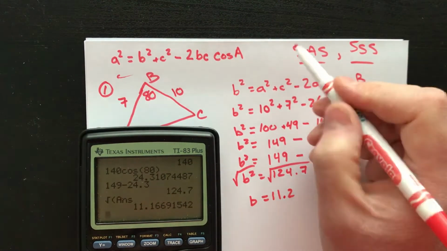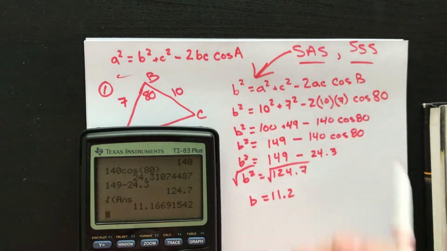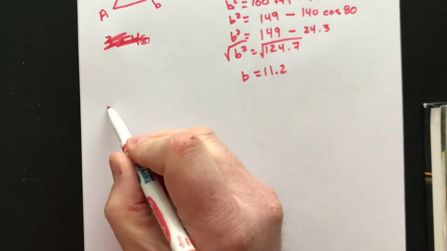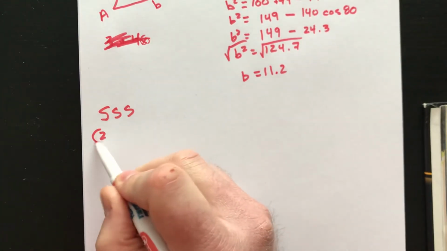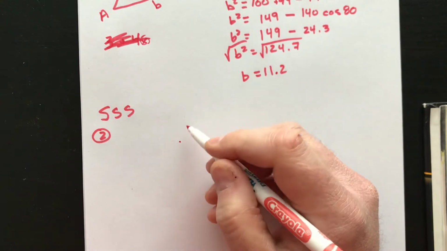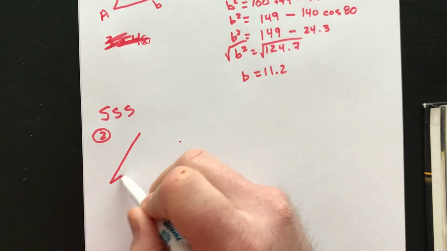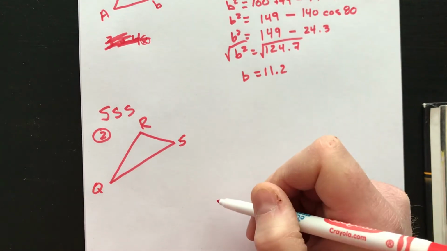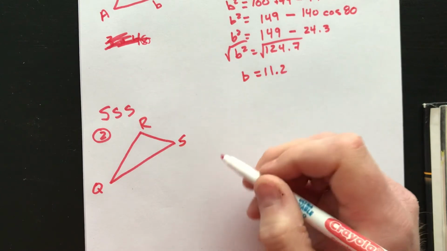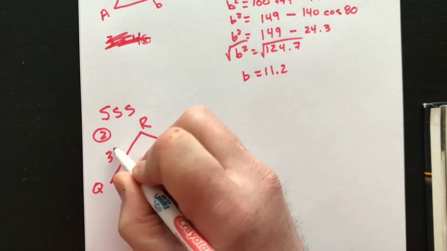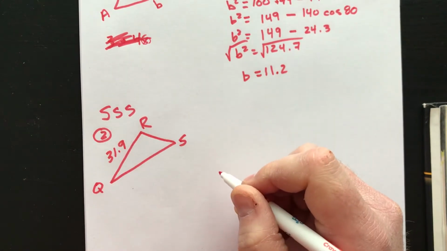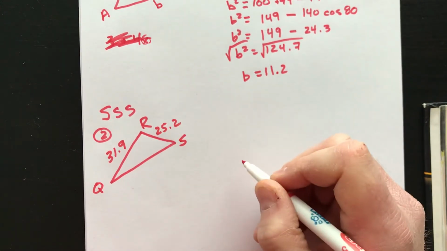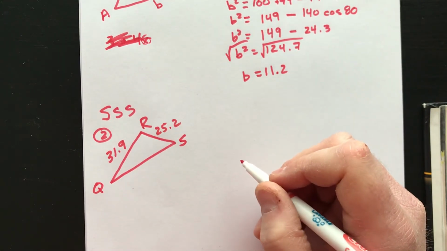Now, that was side angle side. So now we have to do side, side, side. All right? So the side, side, side problem is going to be number 2. Once again, they tell us triangle QRS. I draw just a random triangle, QRS. All right? They tell me that QR is 31.9. Of course, they're giving us decimal points. RS is 25.2. And QS is 37.6.